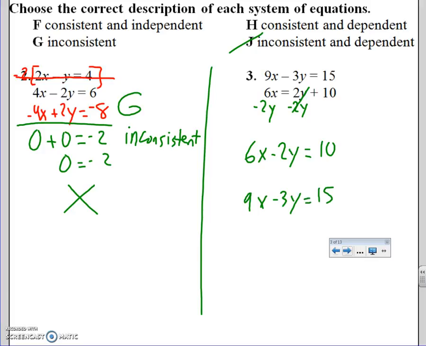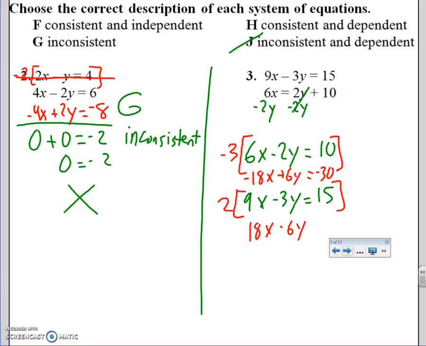So which letter do I want to get rid of? I'll get rid of x's. Now I'll get rid of y's. Alright, so to get rid of y, I'll multiply this one by -3. So that'll give me -18x plus 6y equals -30. I have to multiply this bottom one by +2. That gives me 18x minus 6y equals 30. So those two red equations, I'll just rewrite them underneath. -18x plus 6y equals -30.